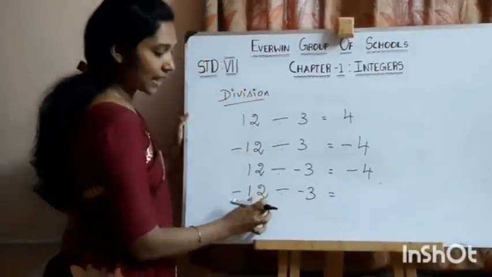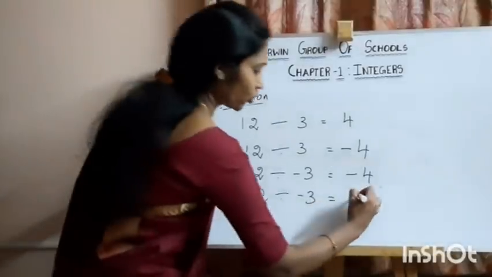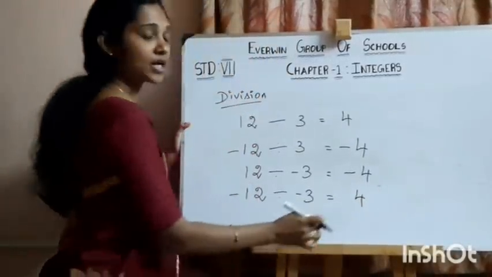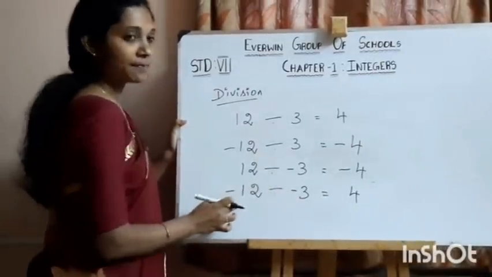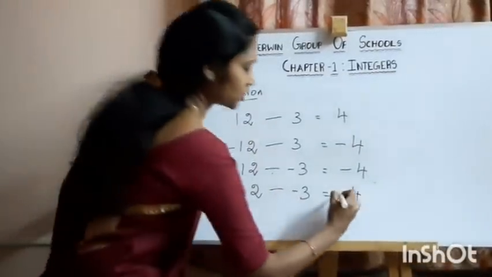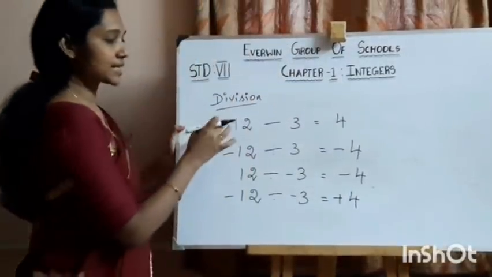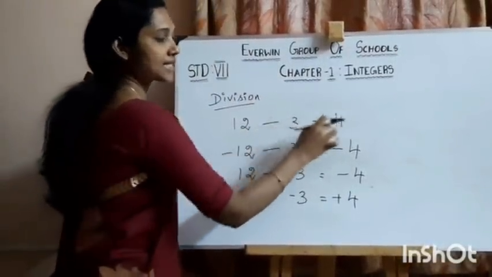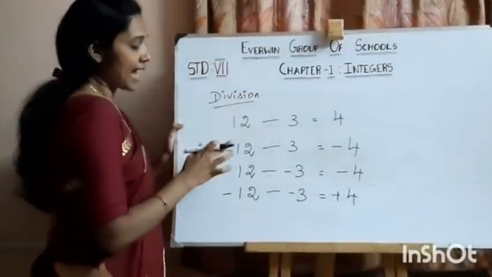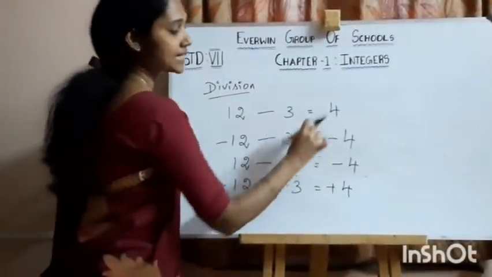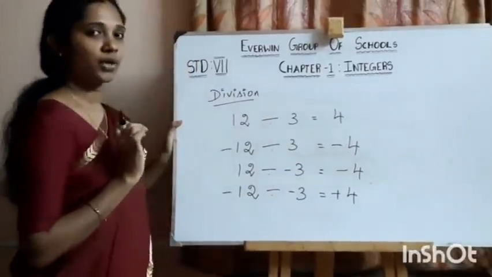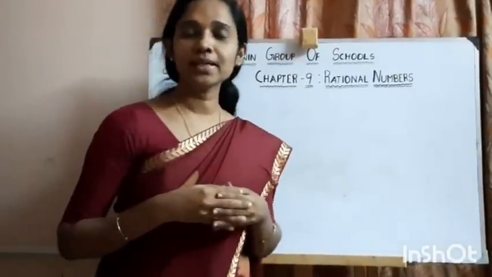Okay, so 12 divided by 3 is 4. But what will be the sign of this 4? Minus and minus. If the signs are the same, it will be positive. So, this is positive. So, when the signs are the same, the answer will get a plus symbol. And when one of the signs is negative, that is minus, the answer will get the minus sign. Okay. We are done with the integers.